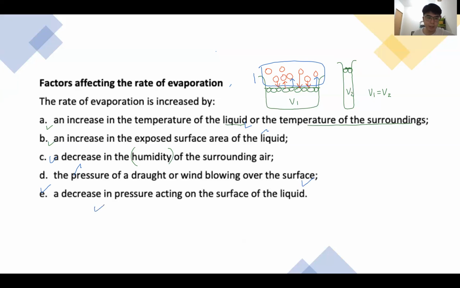And E, the last one, a decrease in the pressure acting on the surface of the liquid. This is what we discussed about atmospheric pressure. If you have lower pressure, then particles can escape more easily.